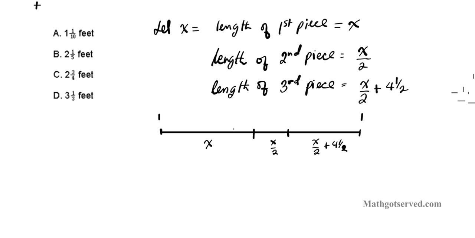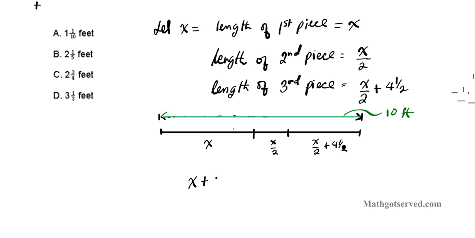The entire board is how long? It's 10 feet, right? So the distance from here to here, the entire length, is 10 feet, okay? So the entire board is 10 feet long. So how can we form an equation here? Well, we just know that the sum of the individual pieces is equal to the entire length, right?